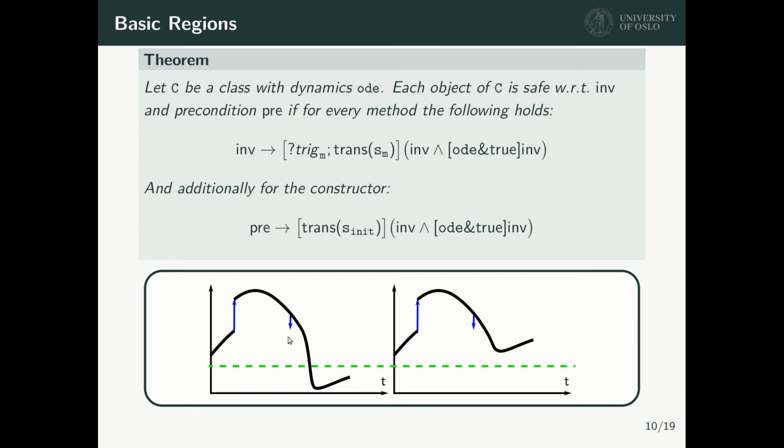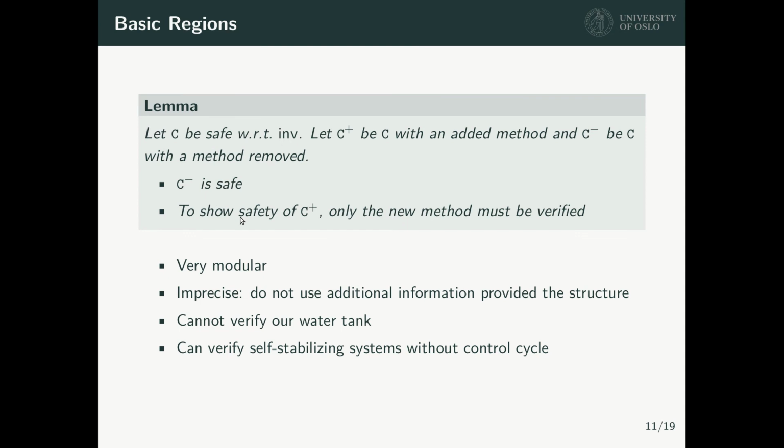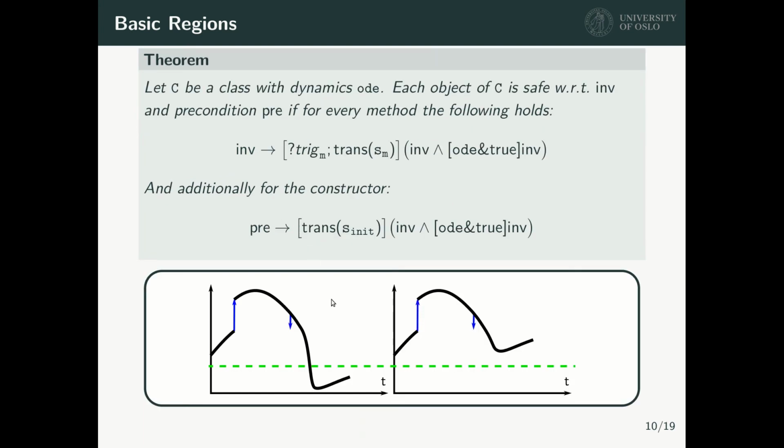So at the most basic case, we just look at each method and say it has to establish that the dynamics are safe forever. We do the same thing for the constructor, except instead of assuming the invariant, which we obviously cannot do, we assume that the precondition holds. So this is called the basic region, because the basic region where the dynamics have to be safe is just everything.